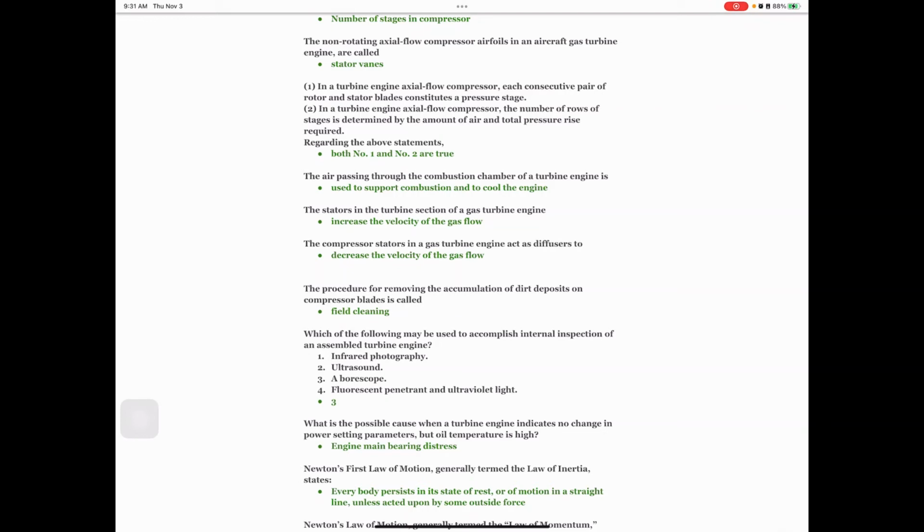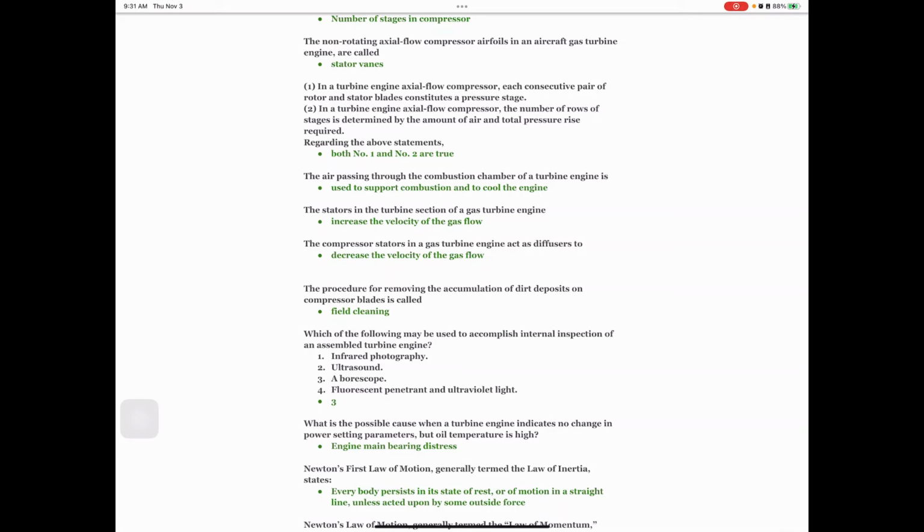1. In a turbine engine axial flow compressor, each consecutive pair of rotor and stator blades constitutes a pressure stage. 2. In a turbine engine axial flow compressor, the number of rows of stages is determined by the amount of air and total pressure rise required. Regarding the above statements, both number 1 and number 2 are true.